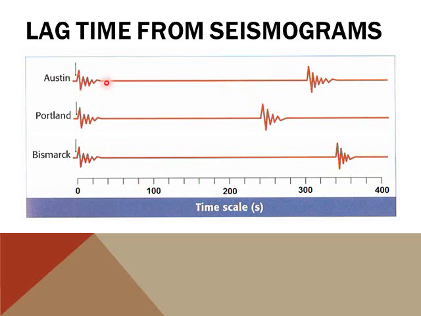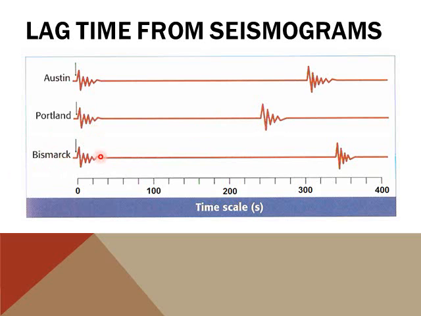Now this difference in time is caused by the fact that P waves move faster than S waves. So as the P wave moves through the Earth and gets to each one of these cities, the S wave is coming behind it. The further away the city is from the epicenter, the more time, which we call lag time, there is between the P wave and the S wave. So based solely on this, you can see that Portland is going to be closest to the epicenter because the P wave and the S wave are closer together than in the other two cities.